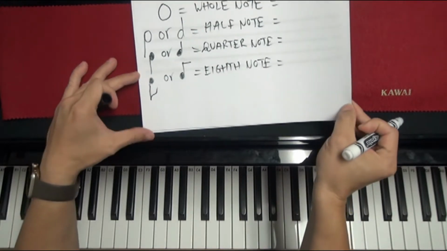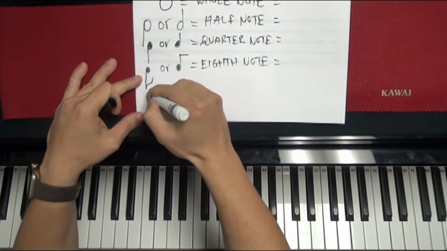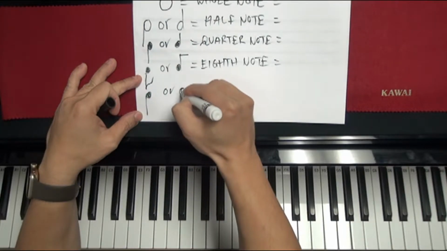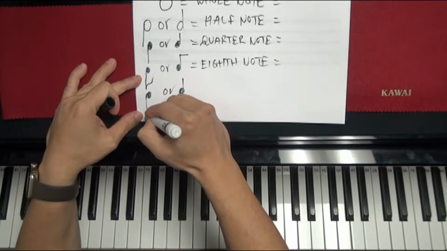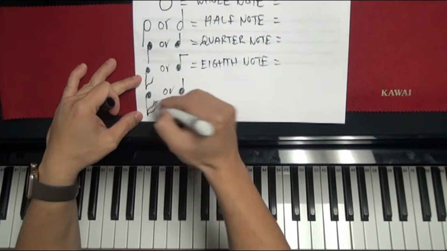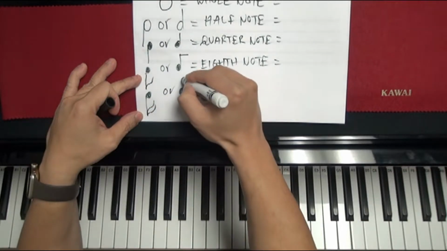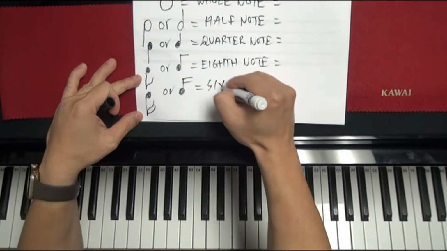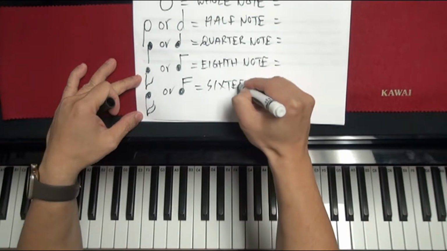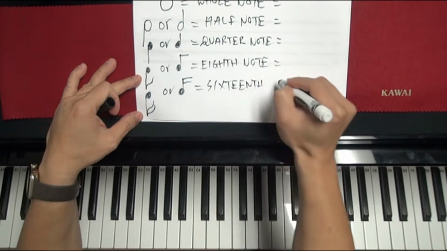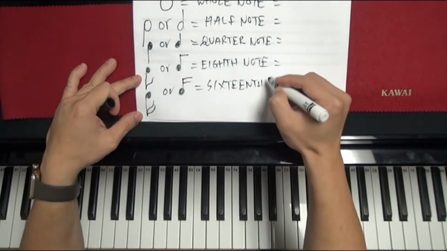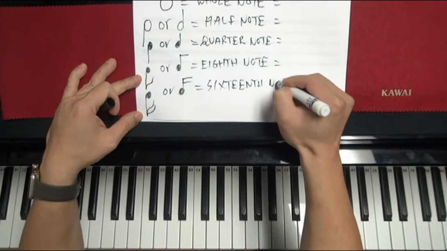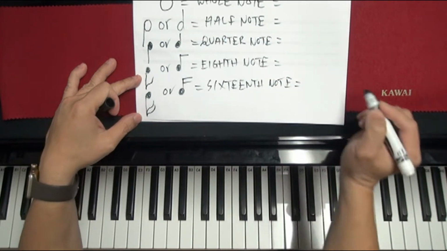And then if you take that same eighth note and you add another flag to it at the end, that's called a 16th note. So you can see the pattern now. If you add another flag, it'll be a 32nd note, and then a 64th note. So you can get the idea now.